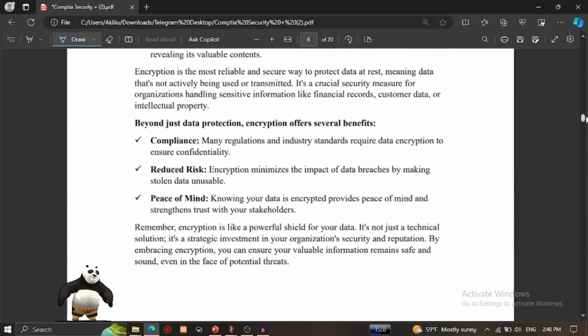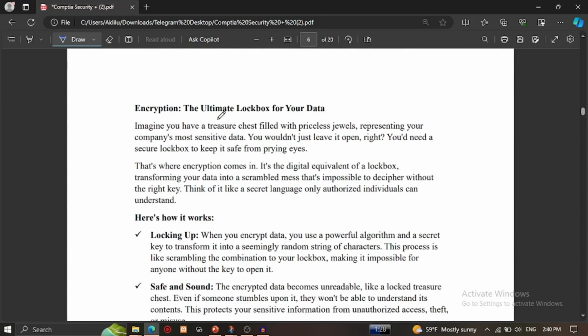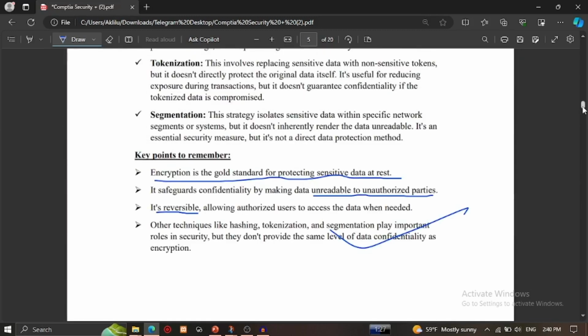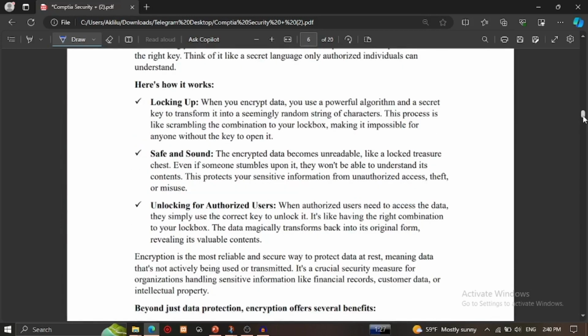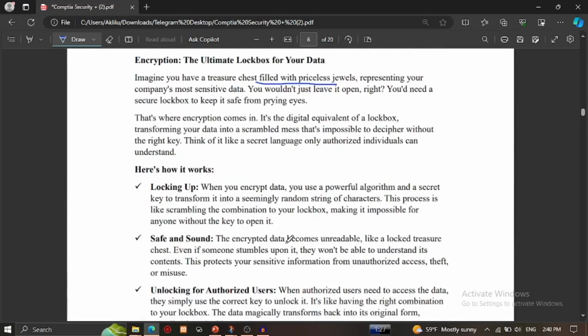So how does encryption work? Assume that you have a treasure chest filled with priceless jewels or jewelry. So here is how encryption works. The first step is locking up: encrypting data using a powerful algorithm and a secret key, transforming it into a seemingly random string of characters, like scrambling the combination to your lockbox or something like that.